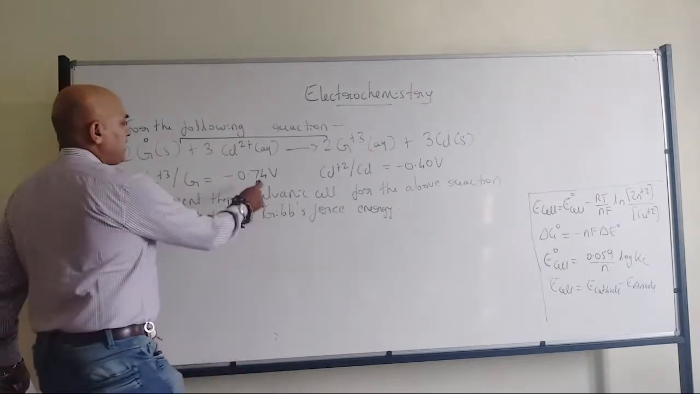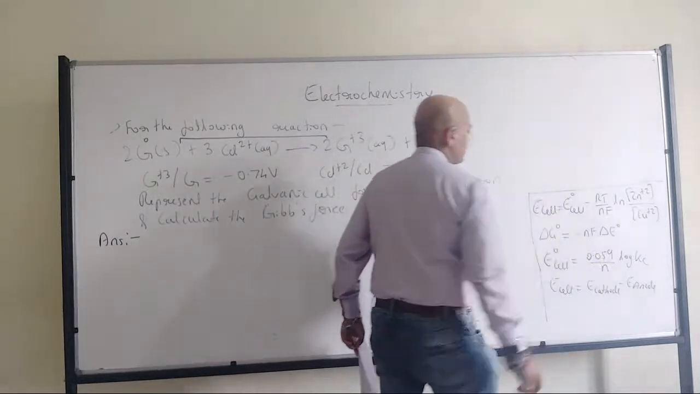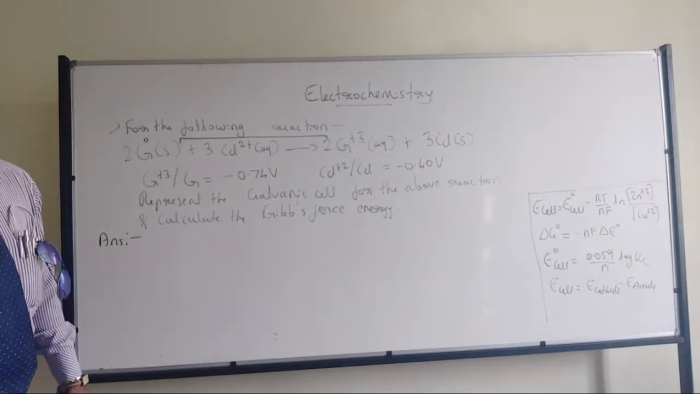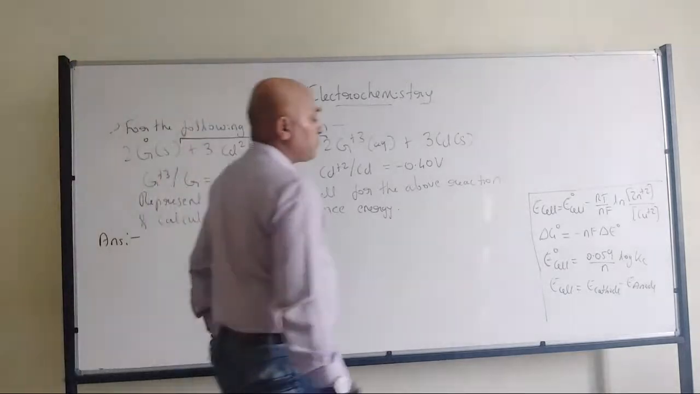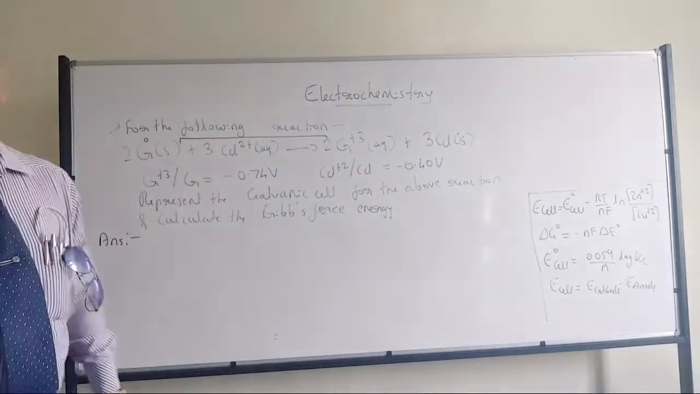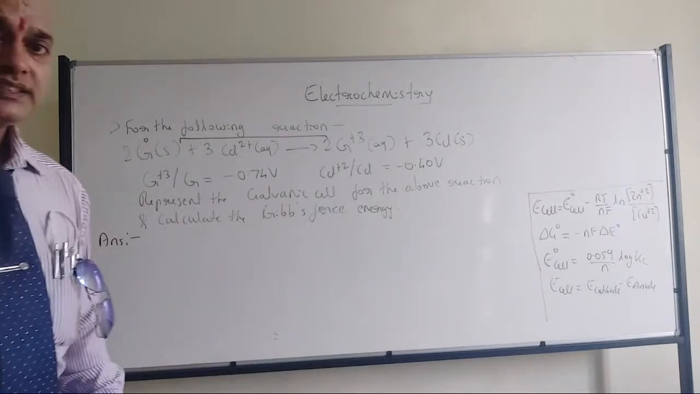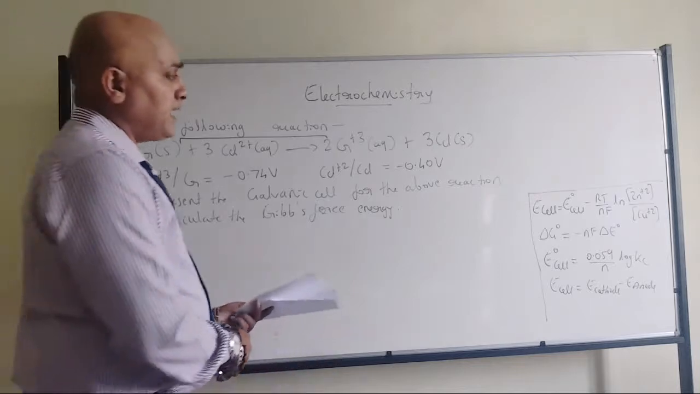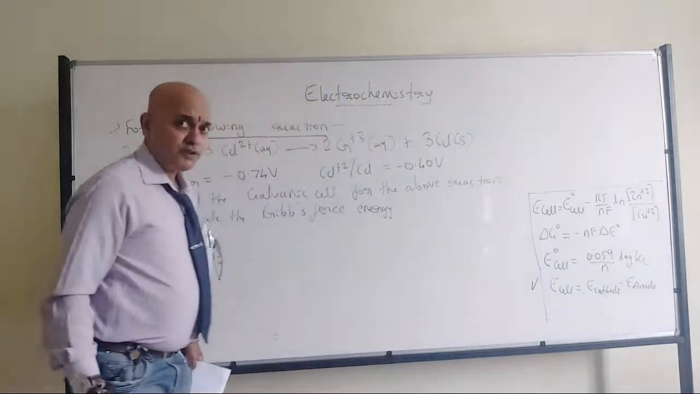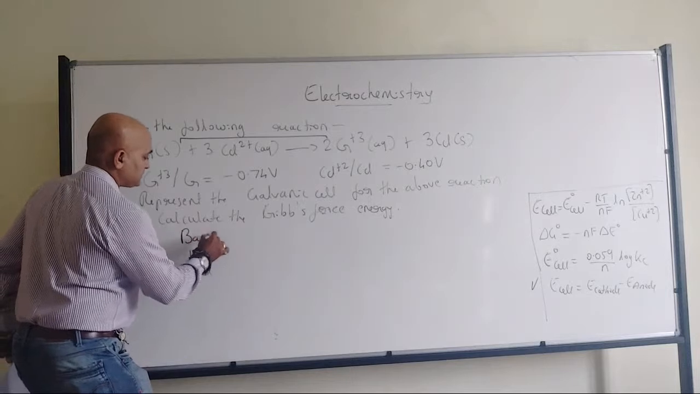Because they have given 2 values. Whether we have to apply delta G naught twice? No, that cannot be possible. So before going for application of delta G naught, first we have to calculate the cell potential. So which equation do we have to apply first then? We have to apply this equation. First we have to calculate the cell potential.